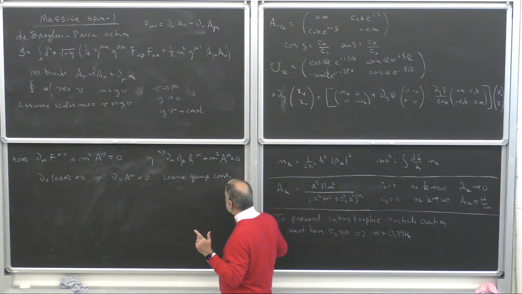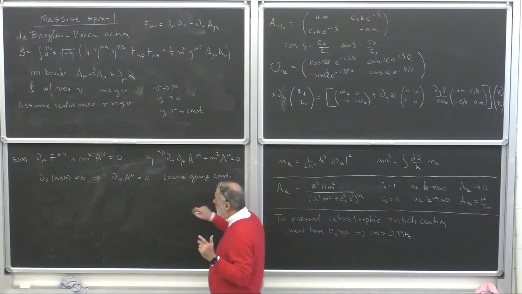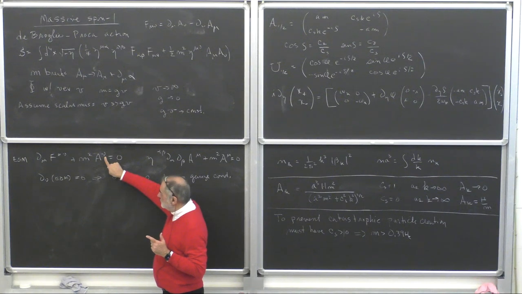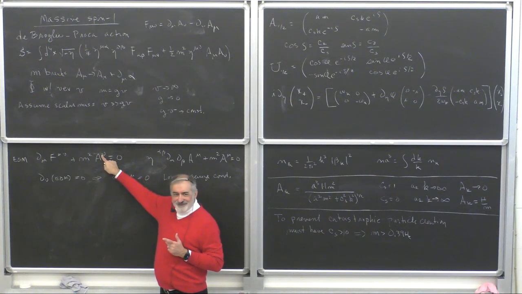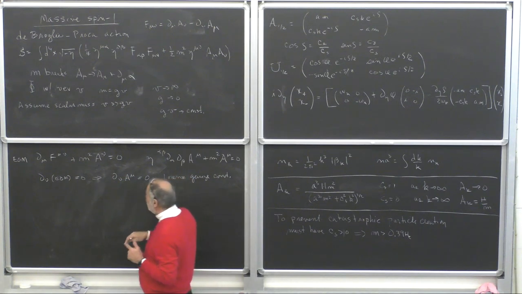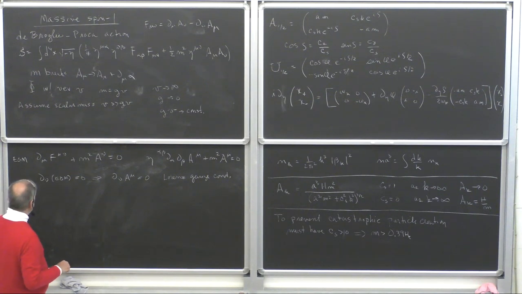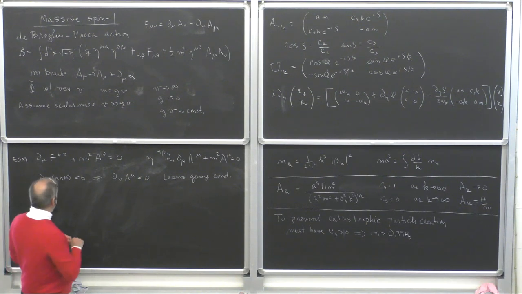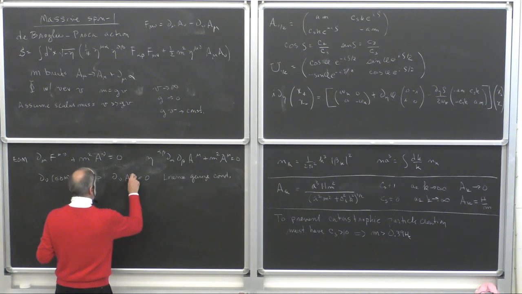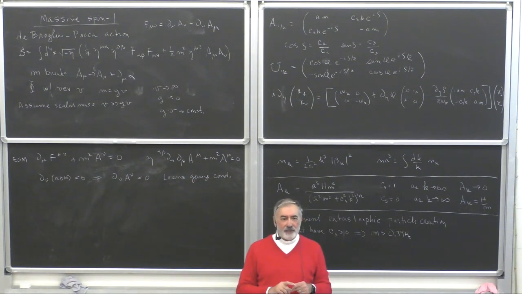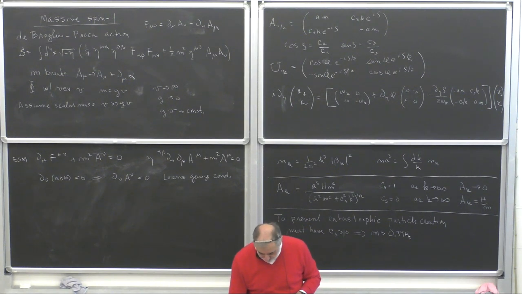The second term in what? In this equation of motion, this is a mu. Isn't that a nu? Okay. Oh, the Lorentz gauge condition. Right. Thanks. Thank you. I'm working in the approximation that mu is equal to nu.